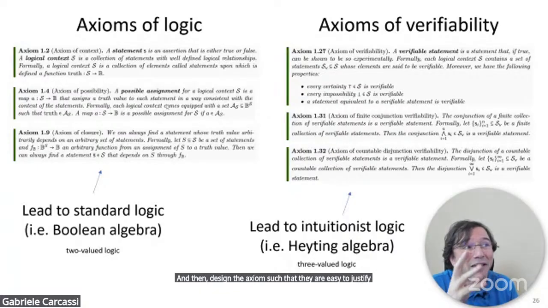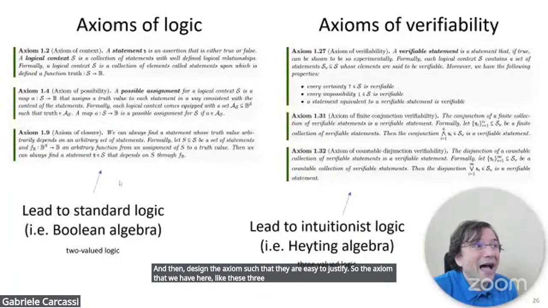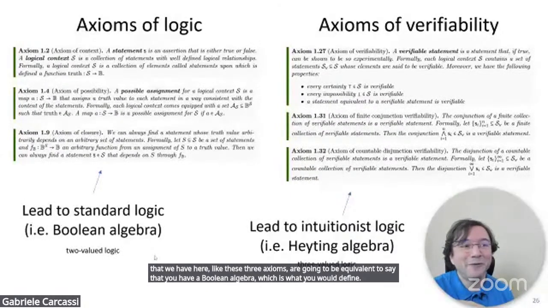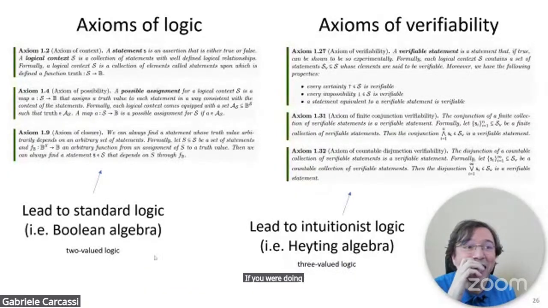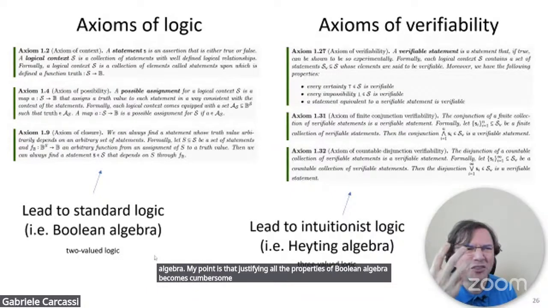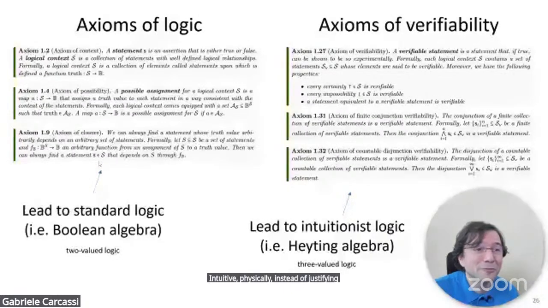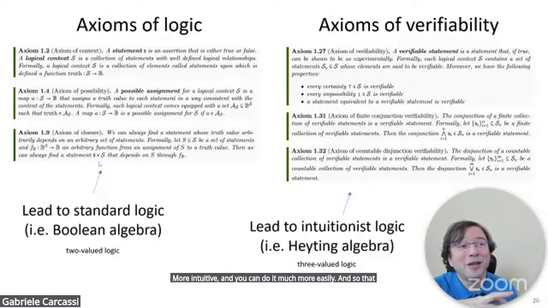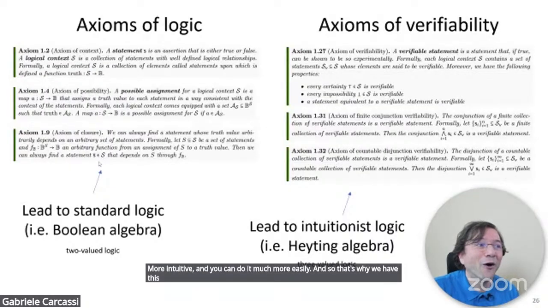So the axioms that we have here, these three axioms, are going to be equivalent to saying that you have a Boolean algebra, which is what you would define if you were doing logic mathematics. You basically just say, I have a Boolean algebra. The point is that justifying all the properties of a Boolean algebra becomes cumbersome, not really intuitive physically. Instead, justifying this set of axioms becomes a lot more intuitive, and you can do it much more easily. And so that's why we have this idiosyncratic way of defining a Boolean algebra.